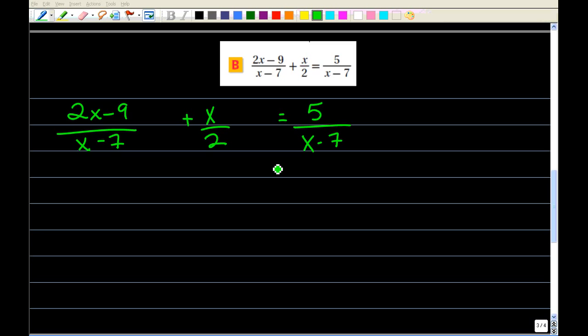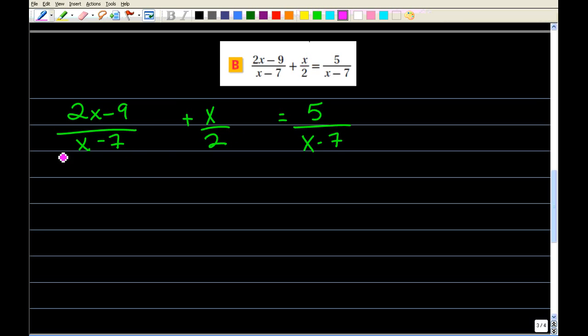Here's another example. We have 2x minus 9 over x minus 7 plus x over 2 equals 5 over x minus 7. We've got different denominators here, but as we referenced earlier, if they are different denominators, we need to get the least common denominator. We would have x minus 7 and 2, and both of those factors would be in the denominator.